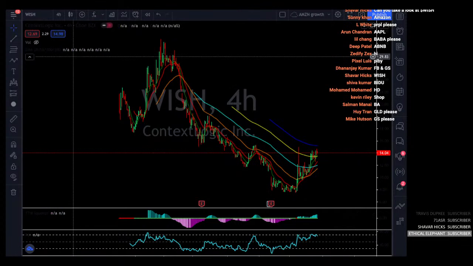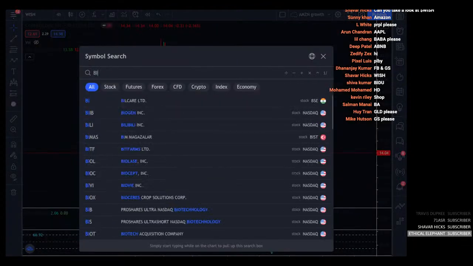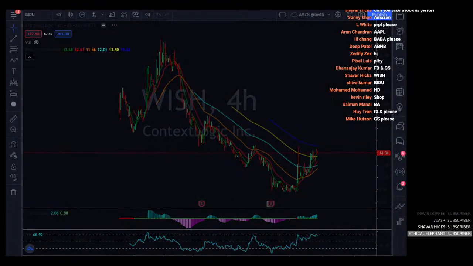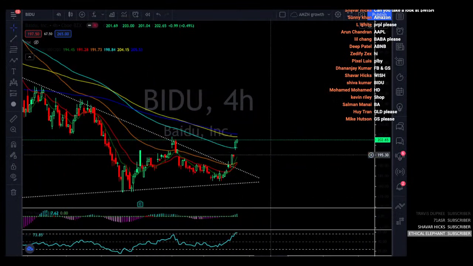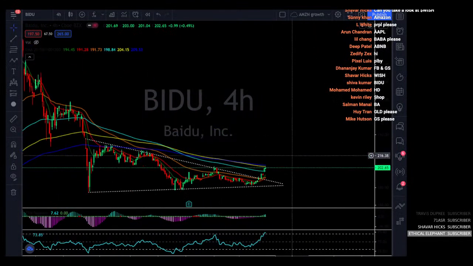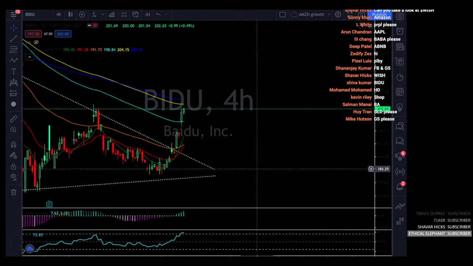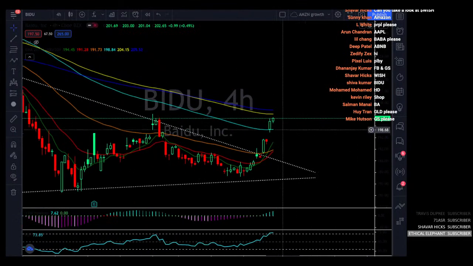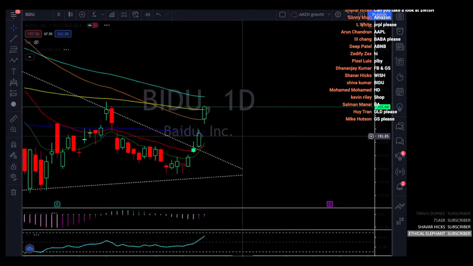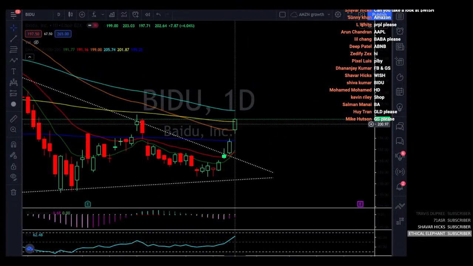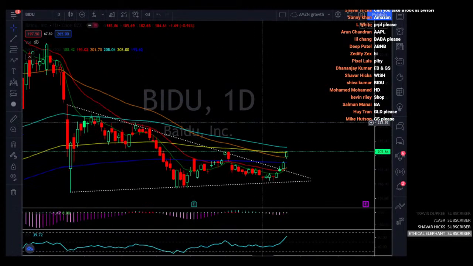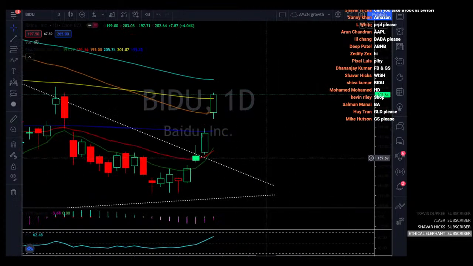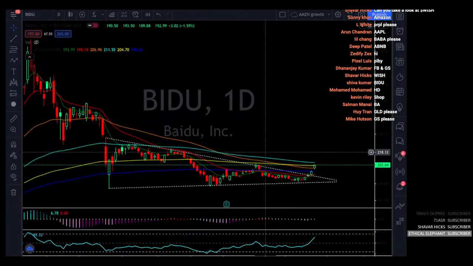Next stock is going to be Baidu. It looks like Baidu has broken out of this wedge. It broke the descending resistance. It looks like we did reject some kind of resistance. If I go into the daily chart, okay, looks like we held the 150 EMA. Looks like the 9 EMA just crossed the 21 EMA on the daily, which is good news.